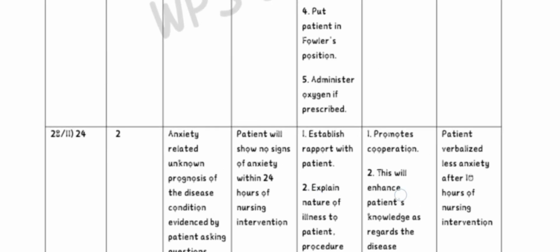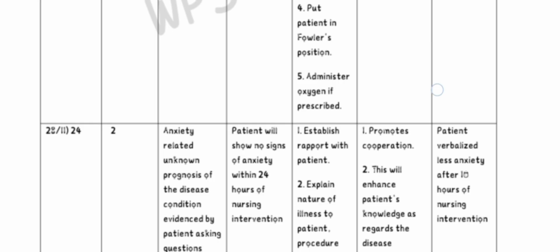Now, our evaluation was that the patient verbalized less anxiety after 10 hours of nursing intervention. So the goal was achieved 10 hours after. So out of 24 hours, within 10 hours, we reached that time frame. It was after the 10 hours that we were able to get our goals done.